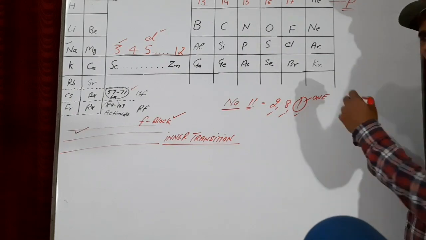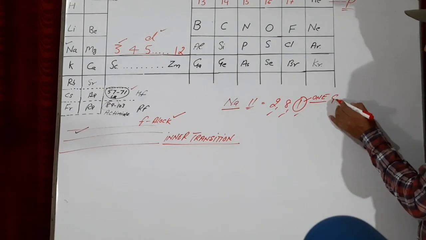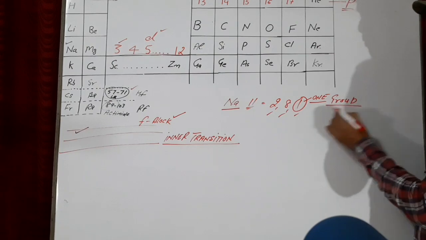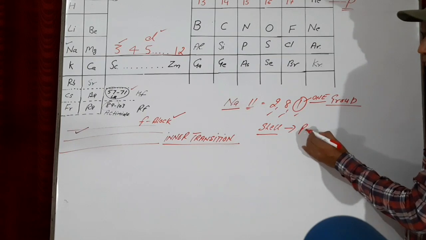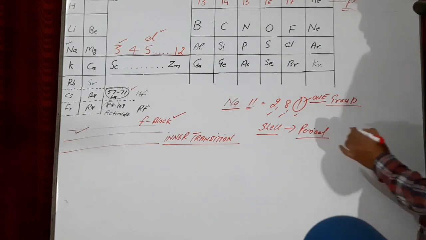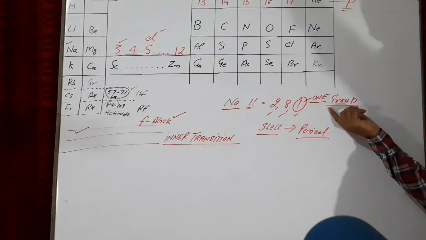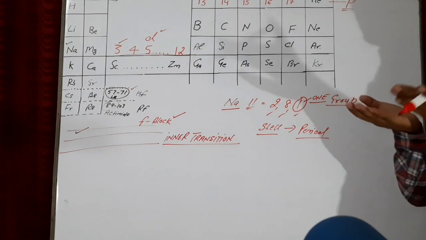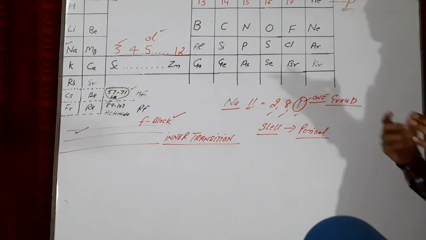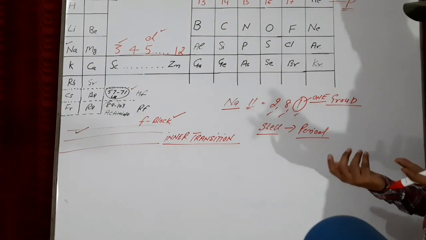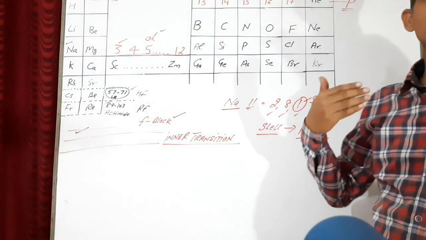How many electrons are there in the last valence shell? That will decide the group. How many shells are there? That will decide the period. Keep it in mind, if you are to find the group of the element, see how many electrons are there in the outermost shell. That will decide the group. And if you want to find the period of an element, see how many shells are there.